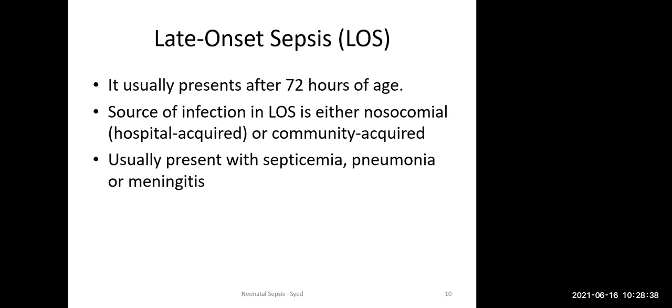Okay, tak ada, then late onset sepsis. So late onset sepsis is a sepsis that occurs after 72 hours of life. Okay, why do we differentiate? Why does 72 hours become the cut-off point? Okay, you pernah dengar, you know what's the difference between nosocomial infection and community acquired infection?